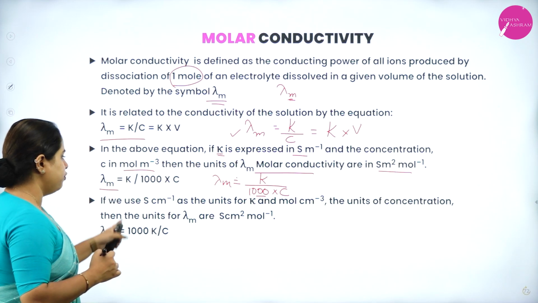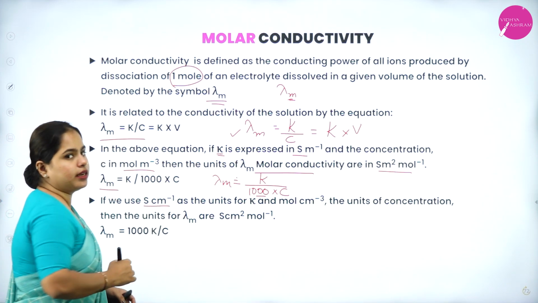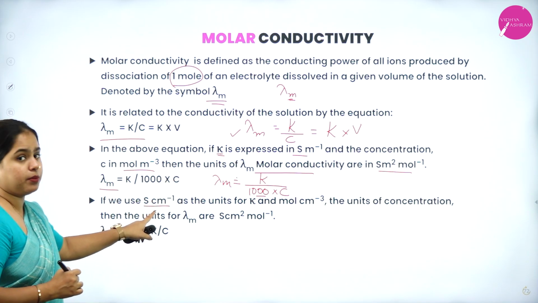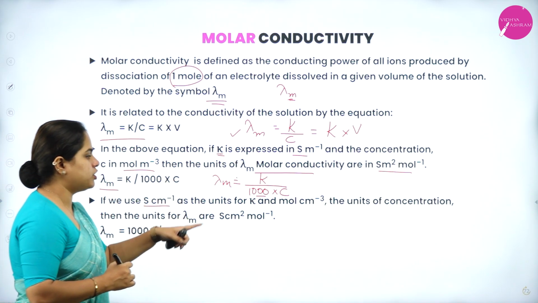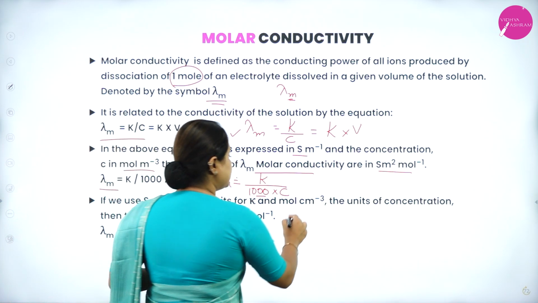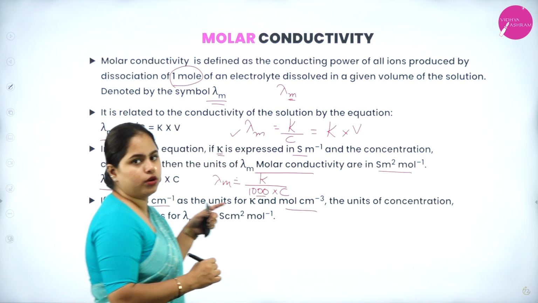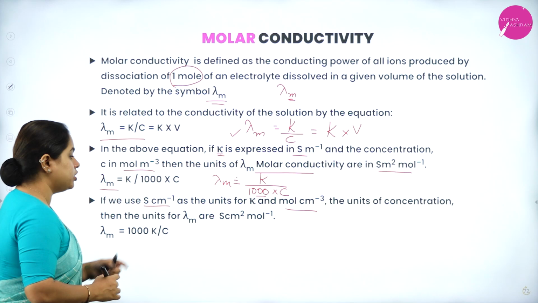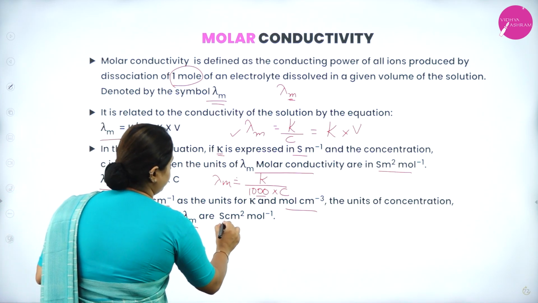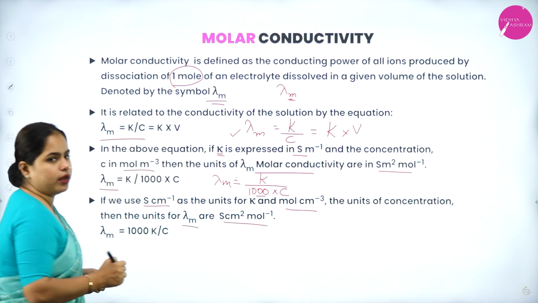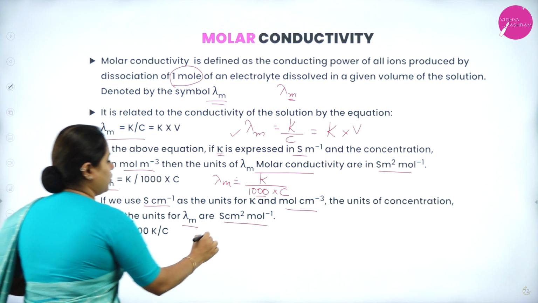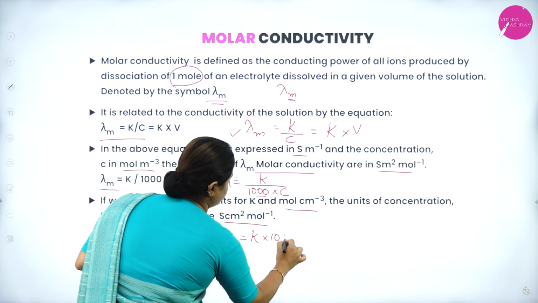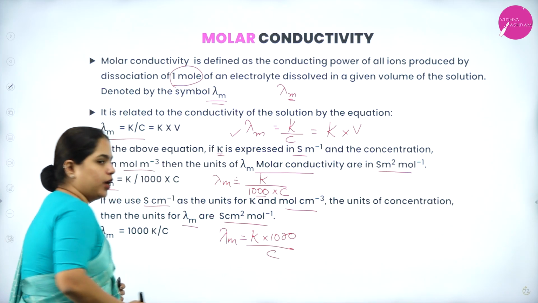Now, if Siemens per centimeter is the unit of conductivity, here it is Siemens per meter, this is Siemens per centimeter as the unit of kappa, and mole per centimeter cube is the unit of concentration, then the unit of molar conductivity will be Siemens centimeter square per mole. Then the equation will be lambda m is equal to K into 1000 by C. I hope this is clear.